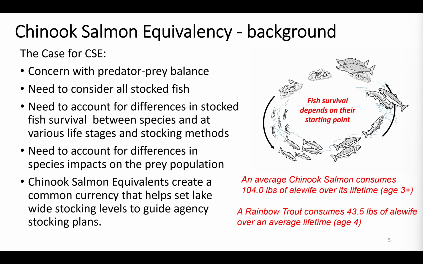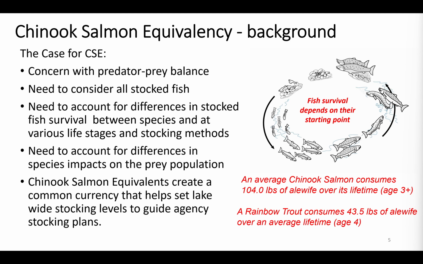So some background on Chinook salmon equivalence. As I said, we're concerned about predator-prey balance. We need to consider all the stocked fish. Up until this year, we went through some predator-prey concerns since 2016, and we reduced Chinook salmon stocking up to 50%. We reduced lake trout around 40%, I think. But those are really the only 2 species we really reduced. And there was a good reason for that, because they're really the ones putting the hurt on alewife for the most part. But we weren't really bringing the other species into the conversation. So now we're taking a more holistic view. We're accounting for all the fish we stock, but we need to account for those differences in survival between species at life stage and some other stocking methods.